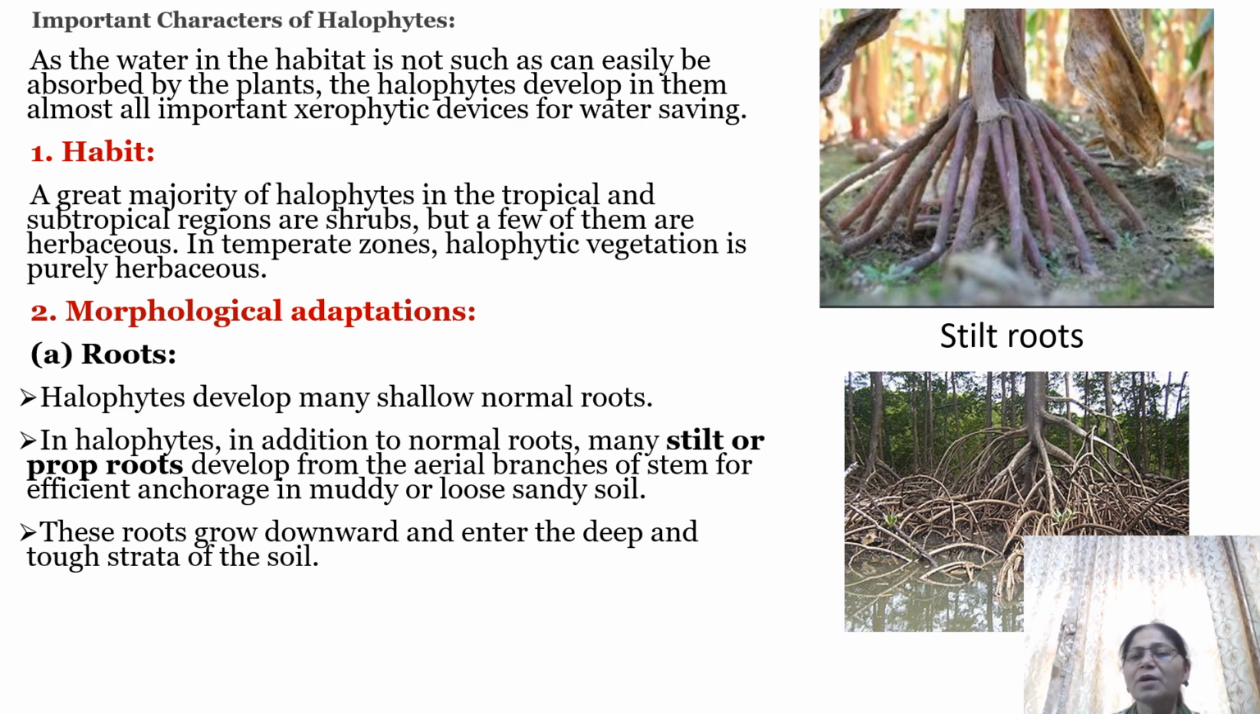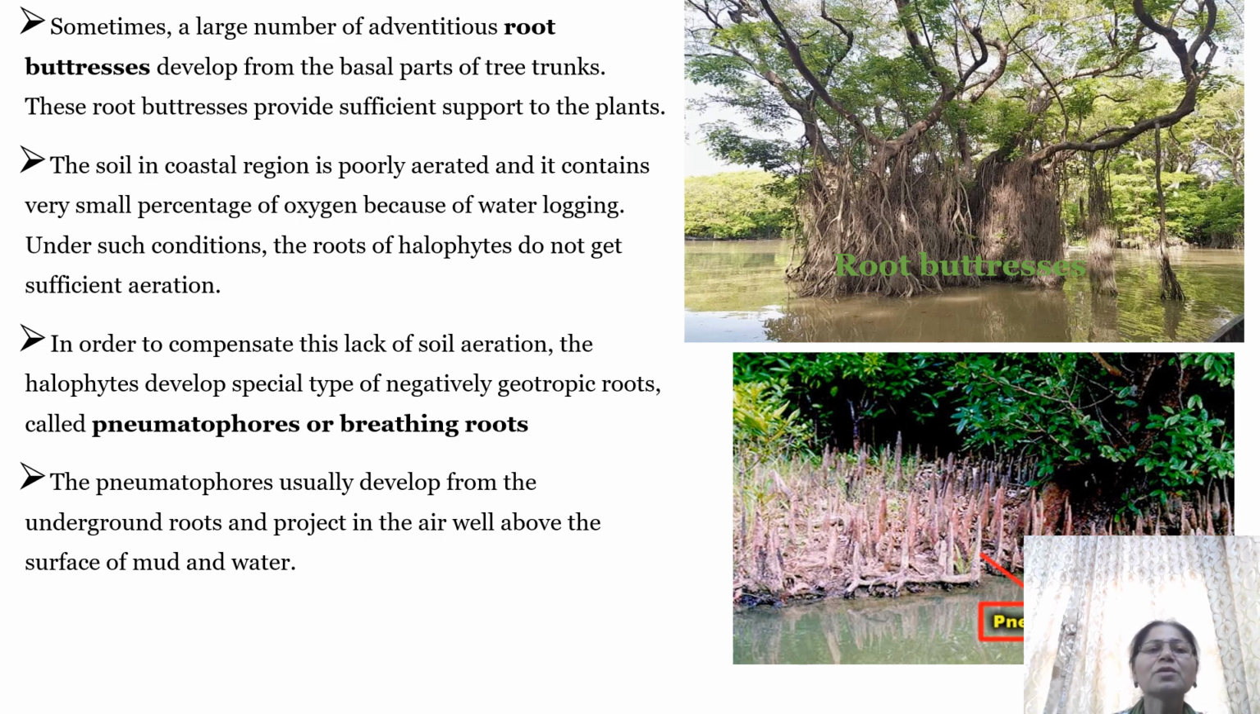These roots hold the plants like the ropes of a tent, providing sufficient support to the plants. These roots are called stilt roots. Another kind of roots are the root buttresses. These roots also develop from the basal parts of the tree trunks, and they are heavily branched and very densely growing, providing additional support so that the plants do not topple down in the loose and muddy soil.